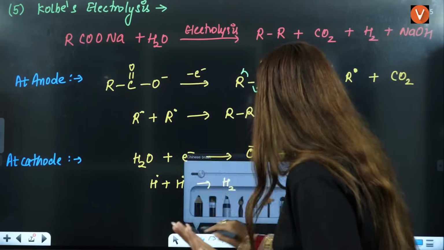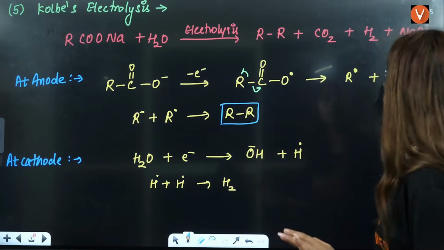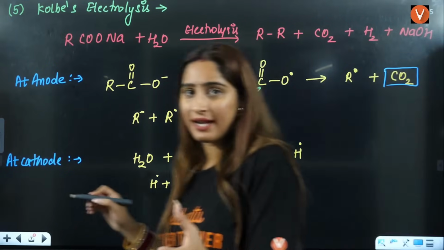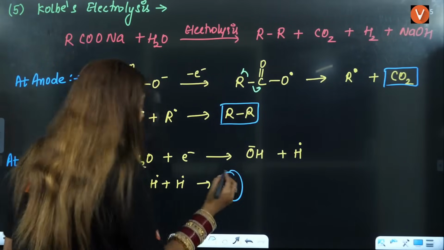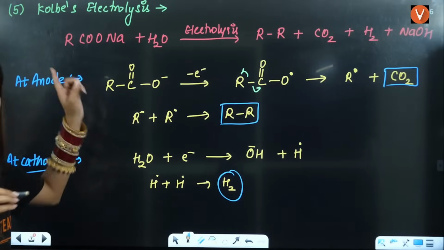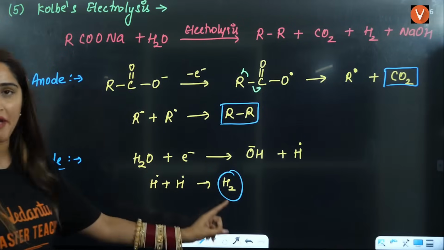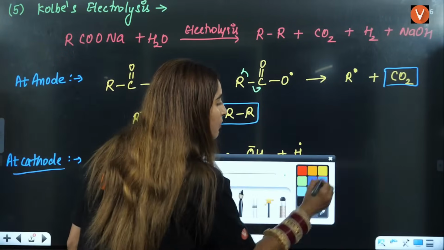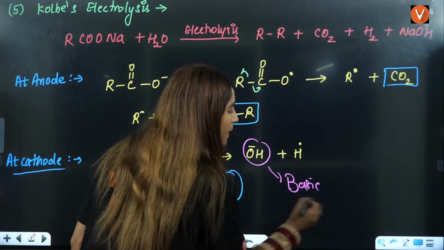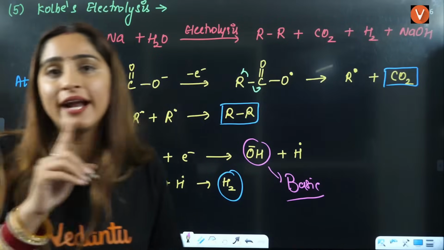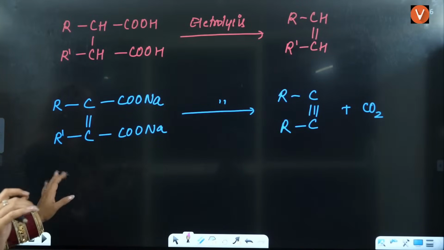One more question that they can ask you here, that RR and CO2 are liberated at the anode side, and H2 is liberated at the cathode side. At anode side you have RR and CO2. At cathode side you have H2. Okay, and the overall medium, because of this OH negative, is going to be basic. Overall medium in the end is going to be basic. Okay, understood? Till here any confusion, then let me know.